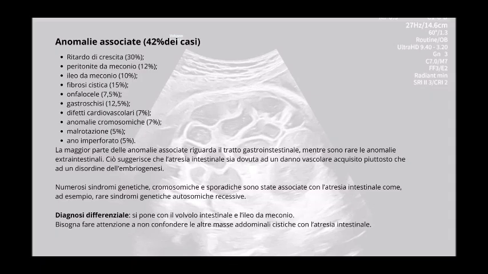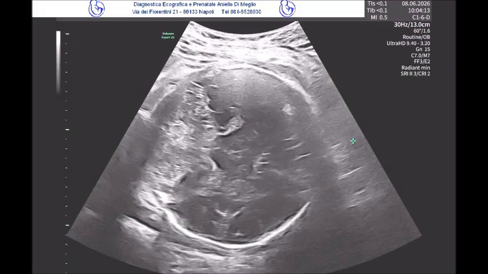As for the differential diagnosis, this mainly involves distinguishing it from intestinal volvulus and meconium ileus. It is also important to be careful not to confuse intestinal atresia with other cystic abdominal masses, which must in fact be ruled out.